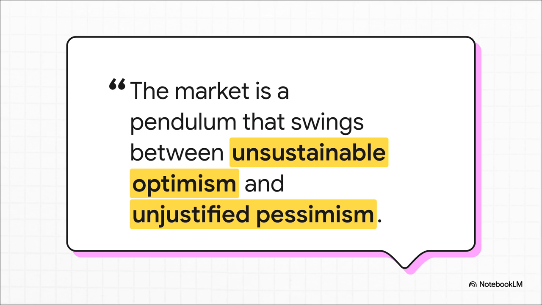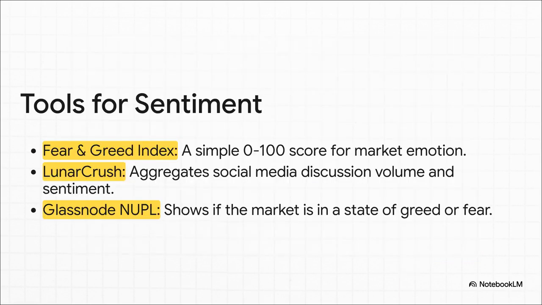And the pros, they don't guess about this stuff. They actually measure it. So how do they measure it? Well, they use tools like the famous Fear and Greed Index. It takes a ton of data and boils it down to one simple number. When that number says extreme fear, it can mean everyone's freaking out, and it might just be a great time to buy. You've got LunaCrush, which scours places like Twitter and Reddit to see what people are saying.